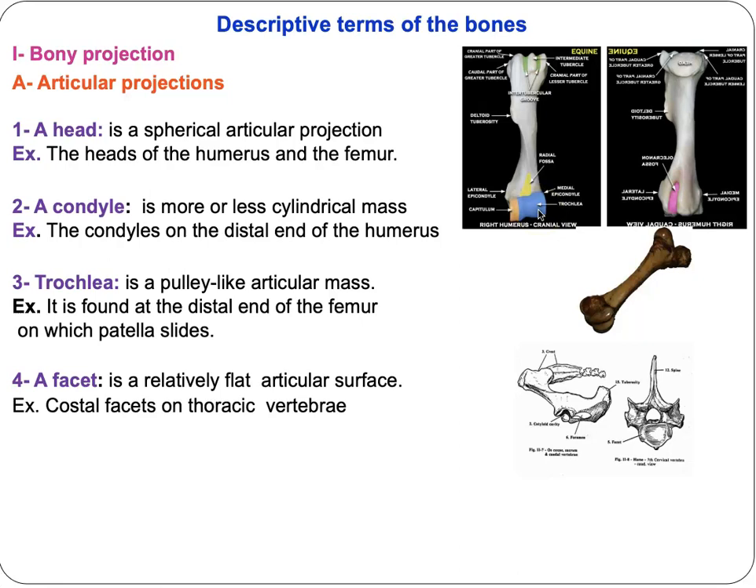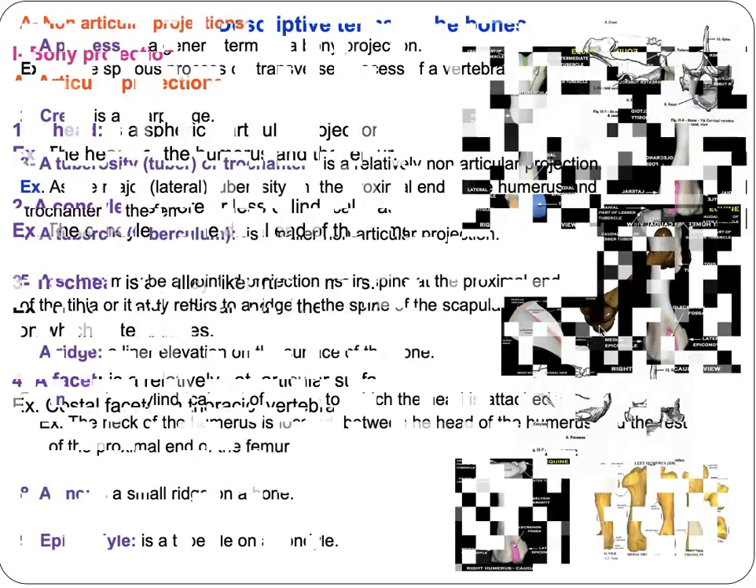So the condyle is an articular projection. The trochlea of the femur is also important, as it articulates with the patella to make the femoropatellar joint, so the trochlea is also an articular projection. Then we have the facet, especially the costal facets in the thoracic vertebra, which articulate with, for example, the head of the ribs to form the socket of the rib. So the facet in the vertebrae is also an articular projection.